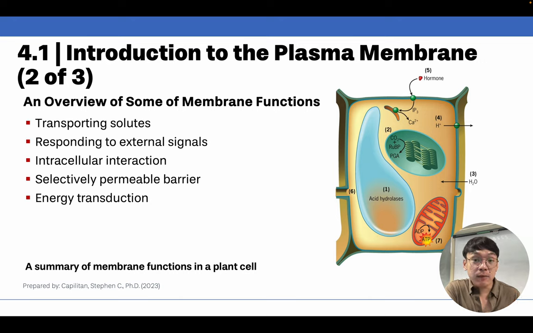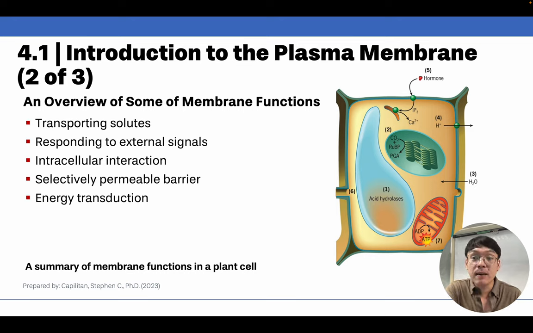An example of number four is solute transport. Hydrogen ions, which are produced by various metabolic processes in the cytoplasm, are being pumped out of plant cells into the extracellular space by transport proteins embedded in your plasma membrane.